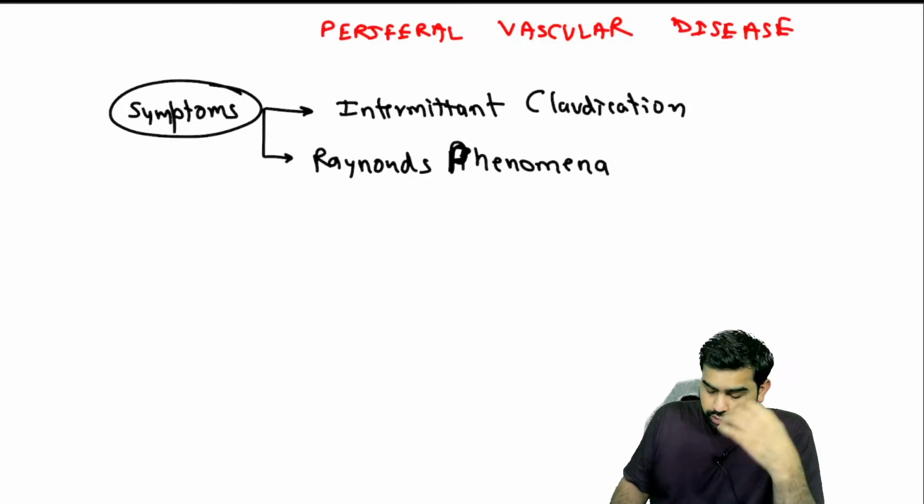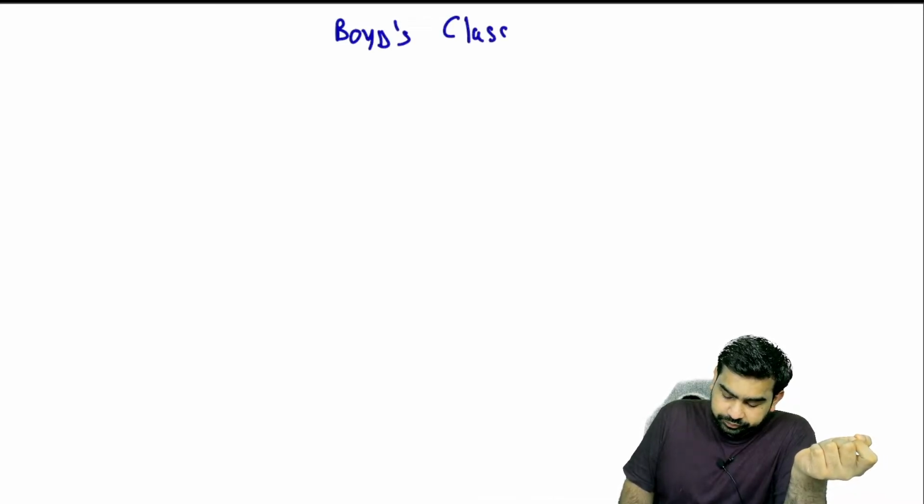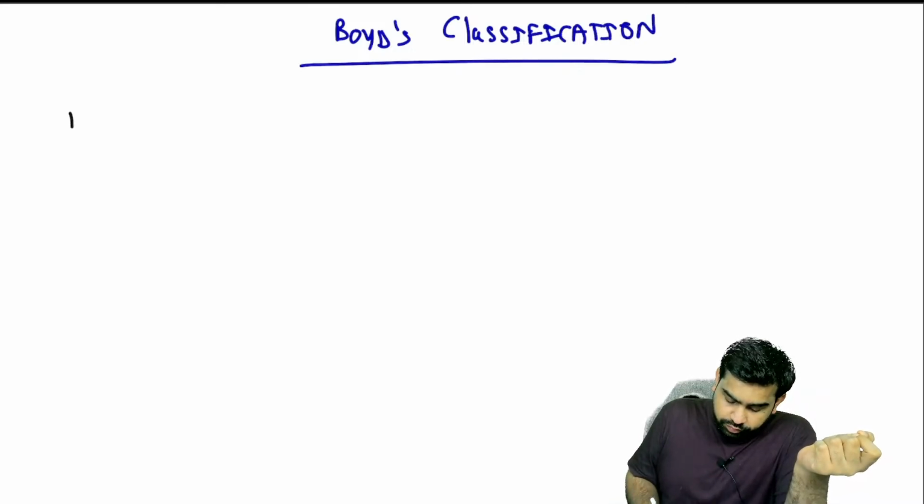Okay, now in the intermittent claudication, what you have is a Boyd's classification. Now this is again very important. So let's look at the Boyd's classification. So what is this Boyd's classification, guys? Boyd's classification is basically like we have a Boyd's type 1, type 2, type 3, and type 4. So what is type 1?